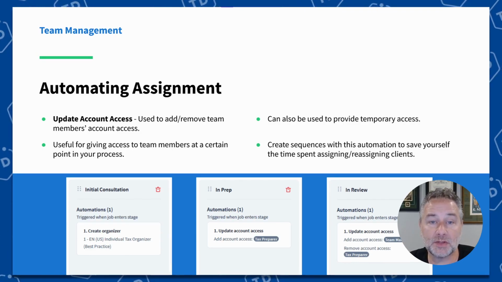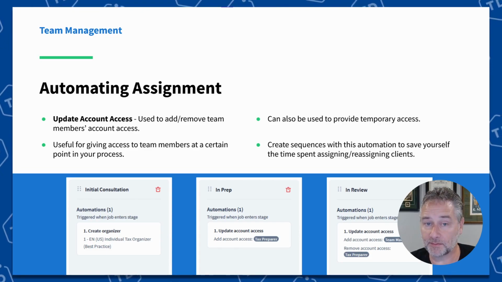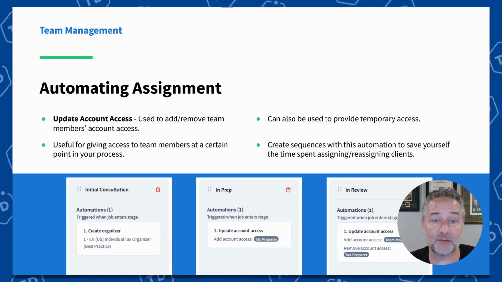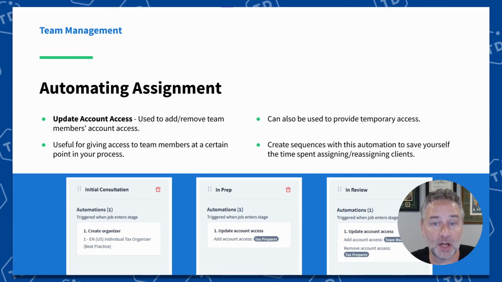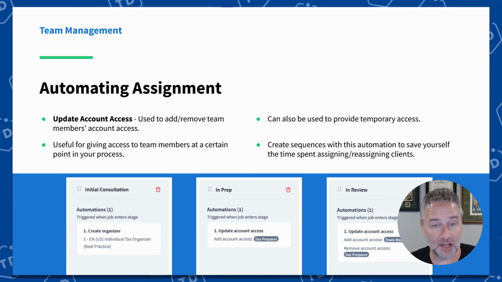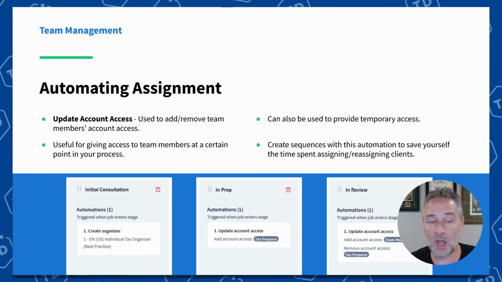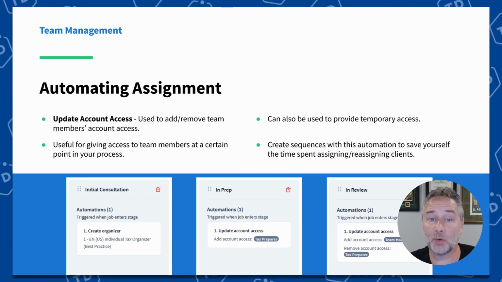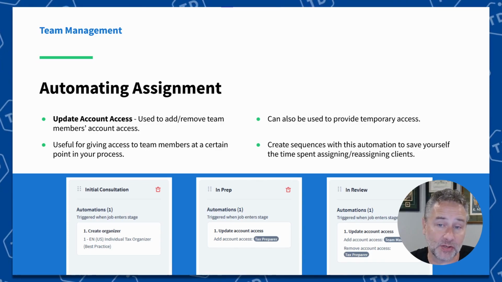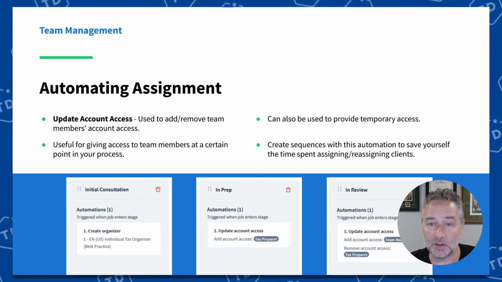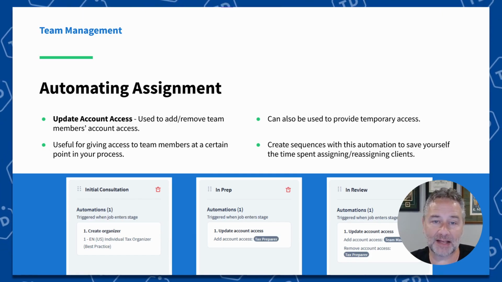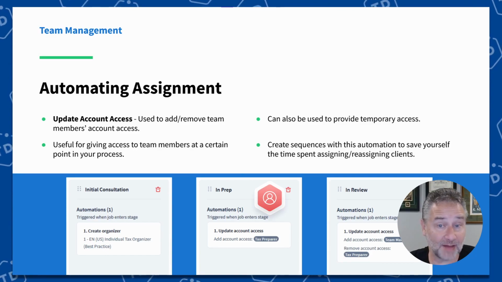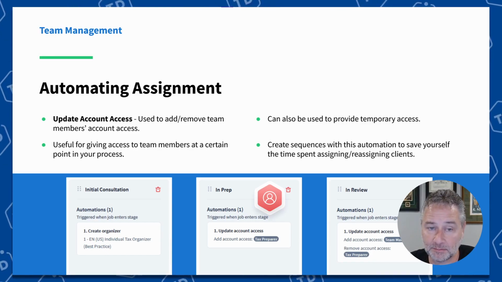So let's use a tax preparation example for this. Initially, only you are assigned to a client, and it stays that way for the duration of the first stage, which is used to collect information and collect documents from your clients. Right after everything is done there, the job will move into the second stage, which in this case will be the tax preparation stage. So what I would do is add an Update Account Access automation that will assign my tax preparer to the client account. They didn't have access before, but now they will.